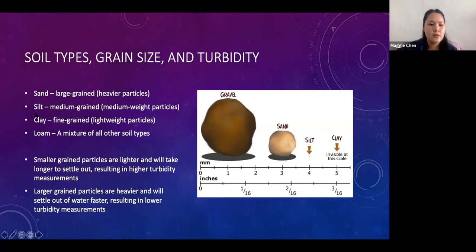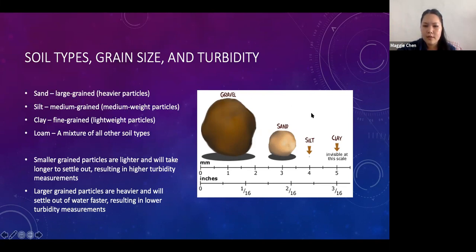As we go down, say to silt, medium grained, then clay, fine grained, a super lightweight particle. Because it's so small and so lightweight, when it gets into water and it's shaken up, it stays suspended and doesn't settle out as fast. So if you have clay in your water sample, that means it stays cloudier longer. And loam is a mixture of all other soil types.